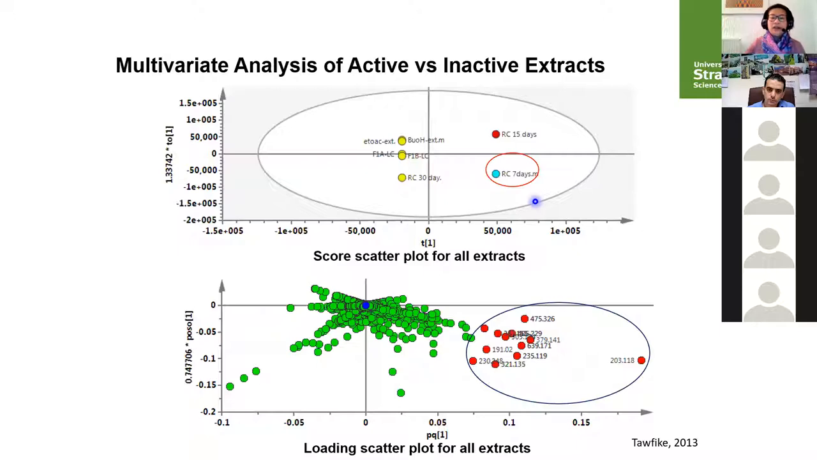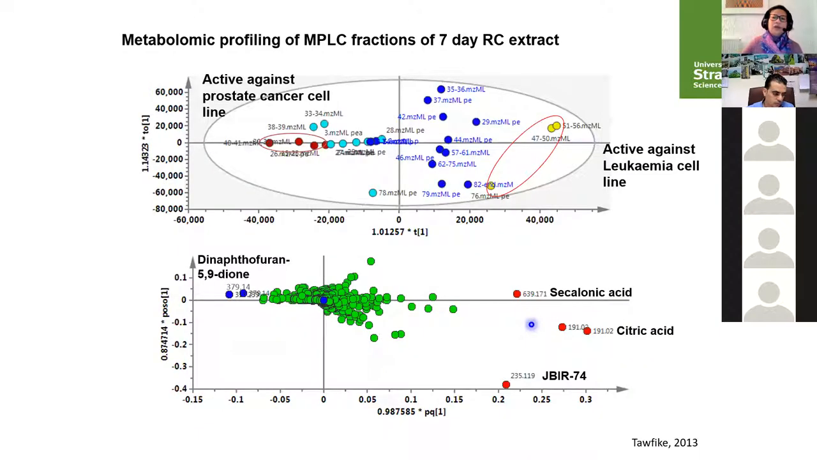Looking at the multivariate analysis data, here we've got the rice culture data for 7 days. And these are the metabolites that represent the extra for the rice culture. So that's quite interesting, and Ahmed decided to look into this. The great advantage of working with the 7-day culture is that industrially it's more viable because it's quick. Second, his argument was that we've got dual bioactivity here. It's not specific, but dual between leukemia cell lines and the prostate cancer cell line. So we investigated that.